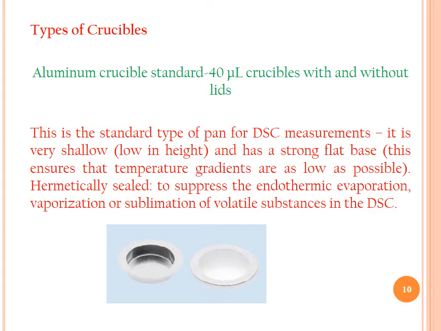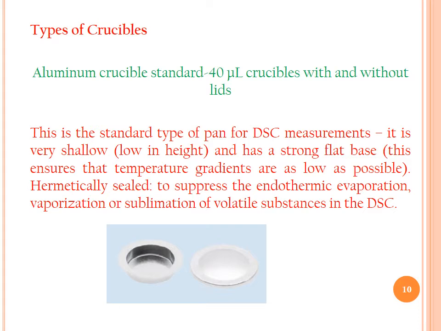For example, aluminium crucible standard. These are the standard aluminium crucibles that are usually used for usual analysis of materials. 40 microliter volume, with and without lids. From the picture you can easily see the crucible at the left side, while the lid of that crucible is shown at the right side.